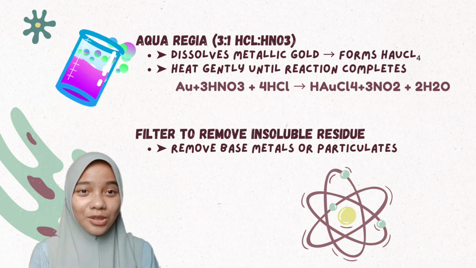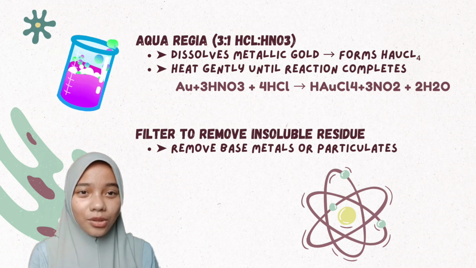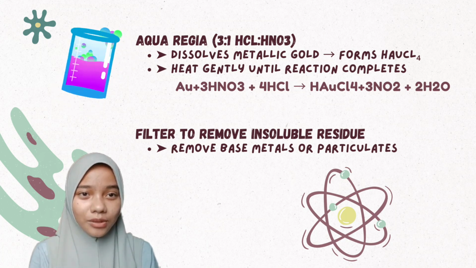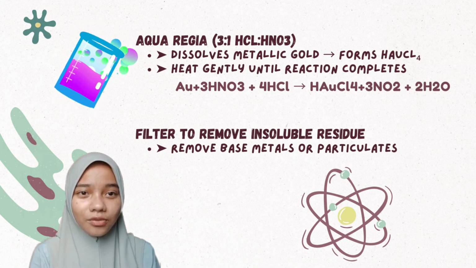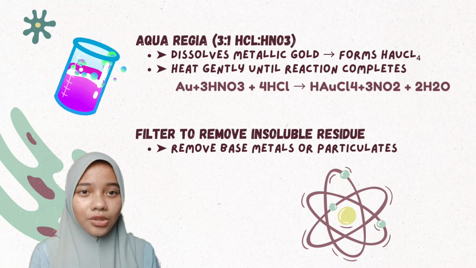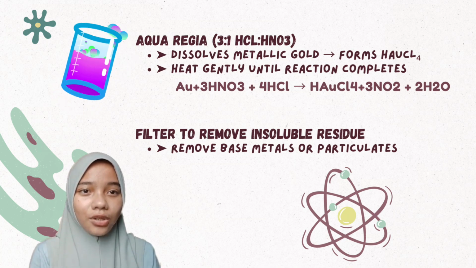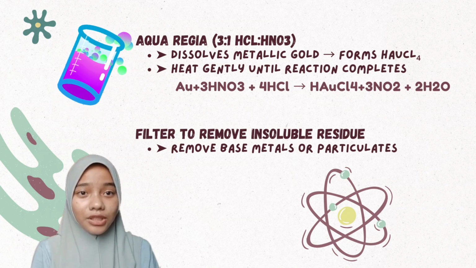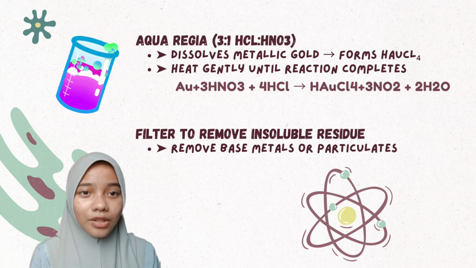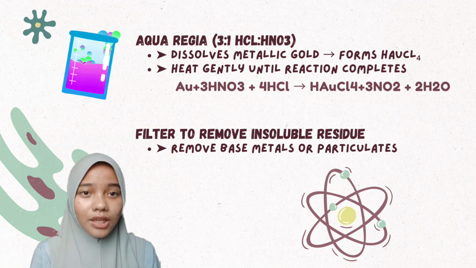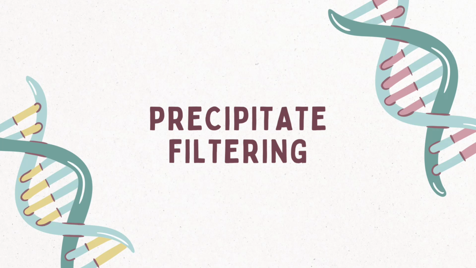Once the reaction slows down and no solid particles remain, we know that the gold has gone into the solution. At this point, we filter the solution to remove any undissolved impurities, ensuring that the gold remains in the clear solution as a chloride complex. This solution is now ready for the precipitation step, where we will selectively reduce and recover the gold as a solid using SMB, which will be explained on the next slide.